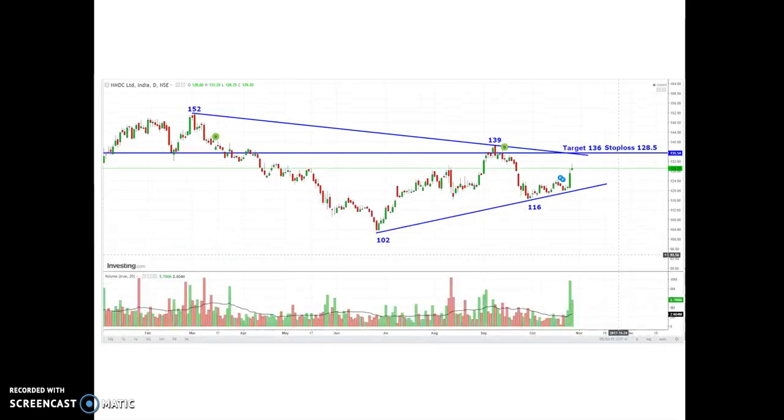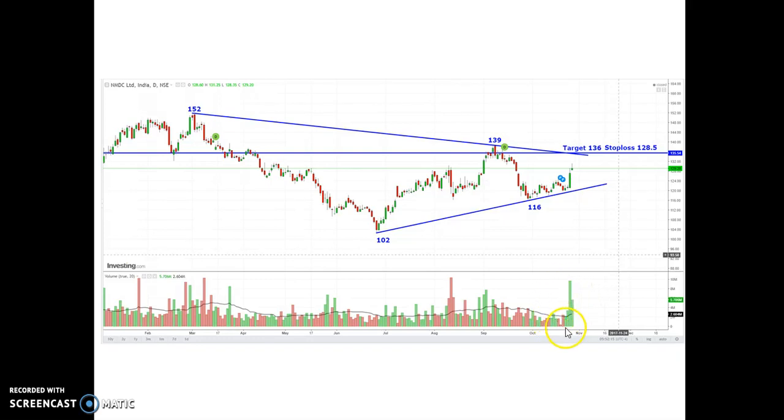Now moving on to the next, NMDC. This pattern almost looks like a symmetrical triangle pattern. From higher highs to lower lows, the price action movement is lower highs and higher lows. If you observe over here, the price is slowly starting to move in the upward direction. I'm bullish on this stock with the target 136, stop loss 128.5.